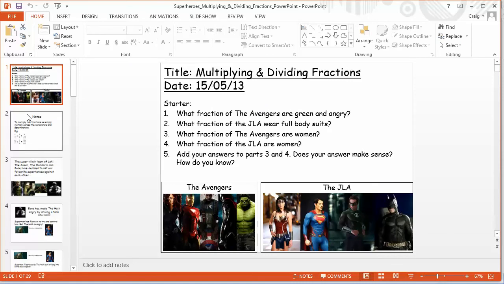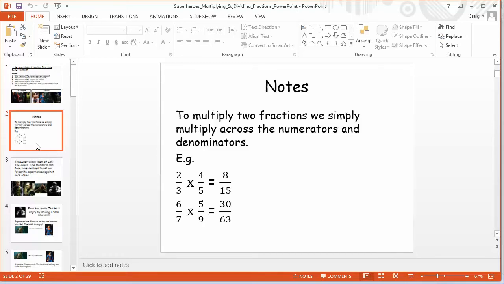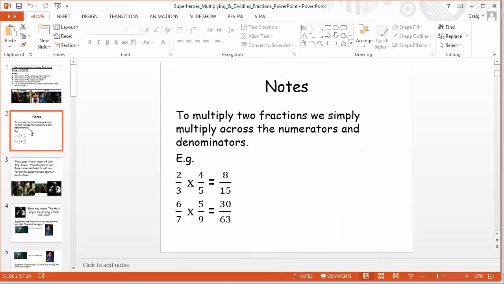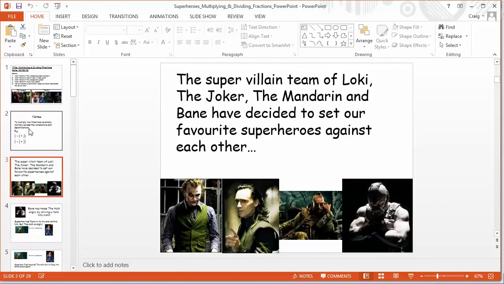Now, it's a 29-slide PowerPoint, and its aim is to get students understanding multiplying and dividing fractions. And I'm not going to flick through every slide, but I just want to show you. It starts with a nice little warm-up activity just to check students are happy with fractions. And this whole lesson, by the way, is based around the Avengers and the Justice League of America. And it's just a really nice, engaging context for the students. And there's lots of superhero movies out at the moment, so it'll be very, very relevant to them.